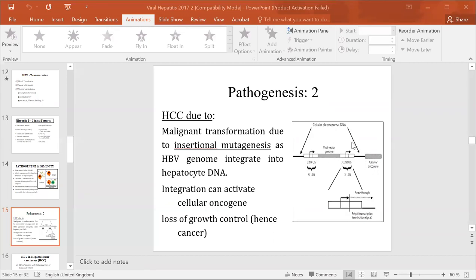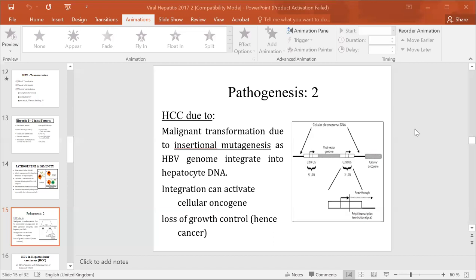Now, depending on where this occurs, if it occurs closer to a cellular oncogene, then it has the potential of activating these genes, and the cell now starts developing cancer. The mechanism of doing this is called insertional mutagenesis, because the virus inserts its genes, and because of that, it initiates signals that make the cells become cancerous. So I hope you have understood that.